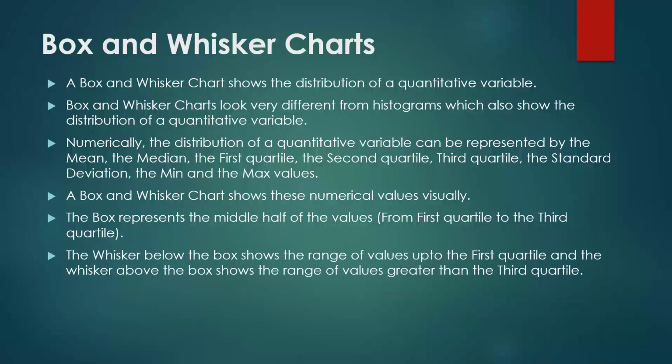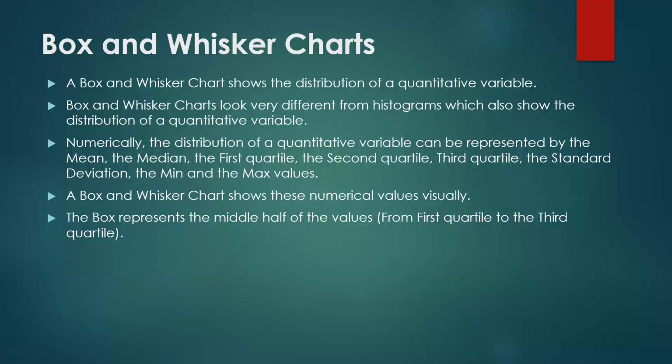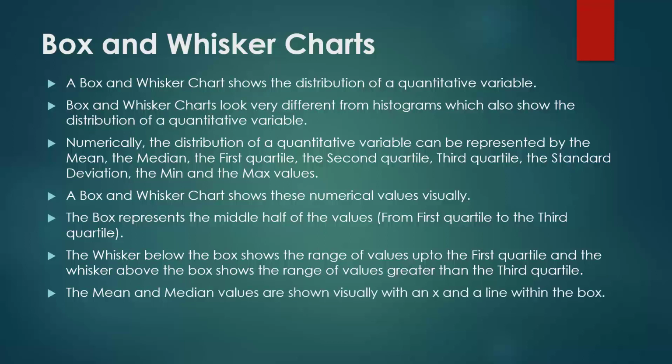And there are two whiskers: one below the box, which shows values down to the first quartile, and one above the box that shows the values above the third quartile. The mean and the median are shown visually with an X and a line, respectively, within the box. The outliers are also shown as extreme points beyond the whiskers, and the standard deviation is also taken into account on the whiskers. So let's look at an example.